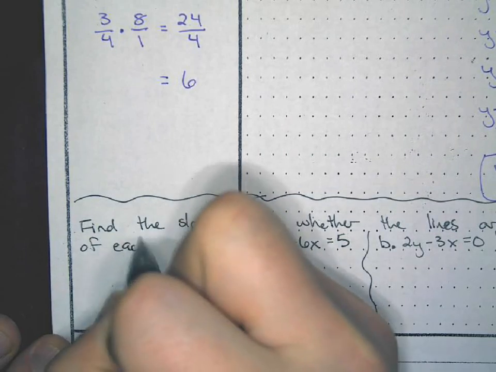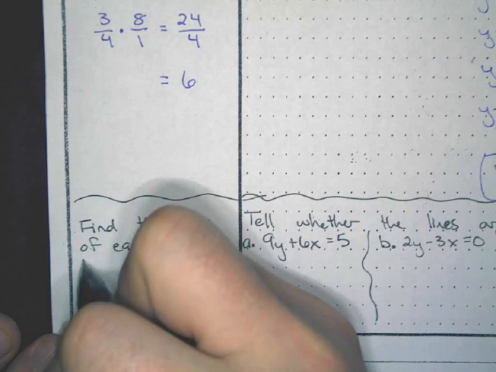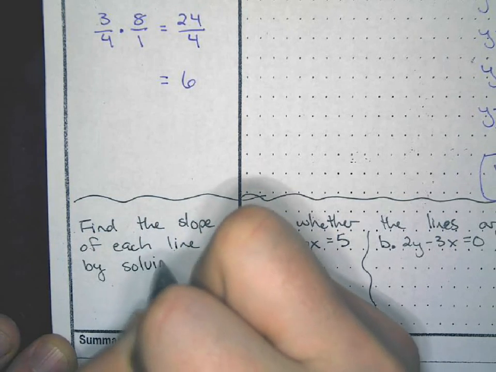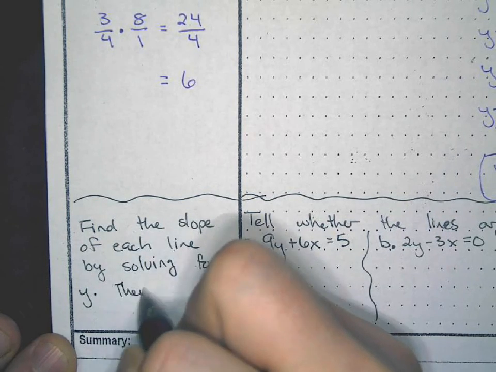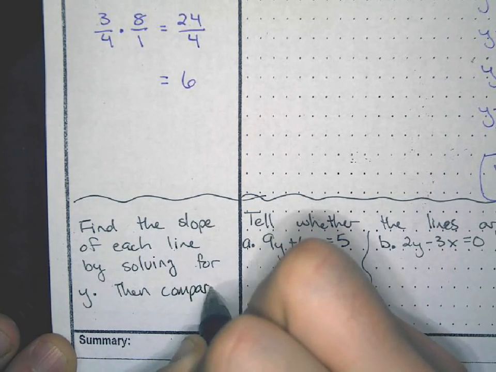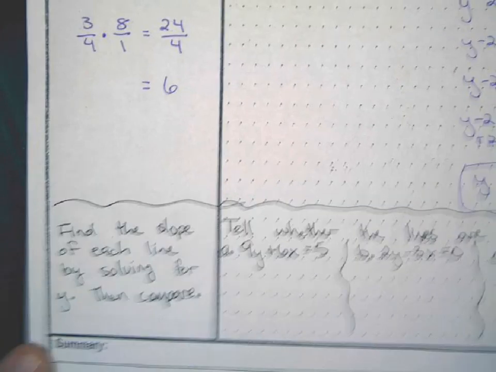find the slope of each line by solving for y. Then compare. Okay, so let's do this.